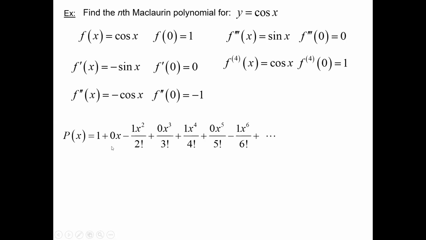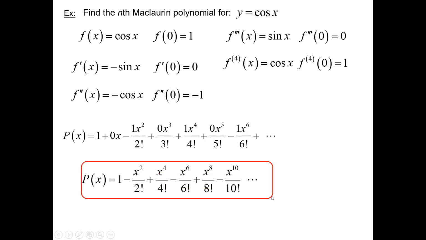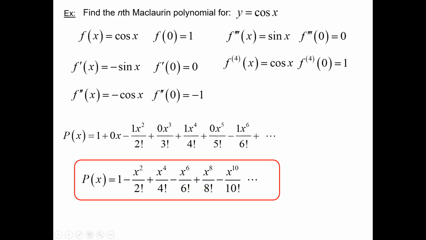Now, you'll notice that all of the odd-powered terms are going to zero out here. So we could clean this up and write it this way so that we're just using the even-powered terms. So this would be the nth Maclaurin polynomial for cosine x. You can go up to x to the n or whatever you want to, but if you want to just put dot, dot, dot to indicate that it's going to keep following that pattern, that's okay too.